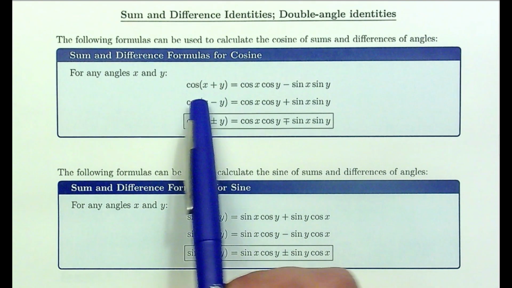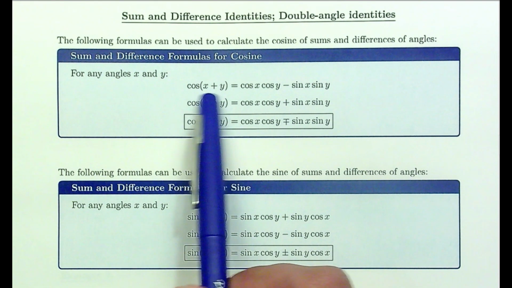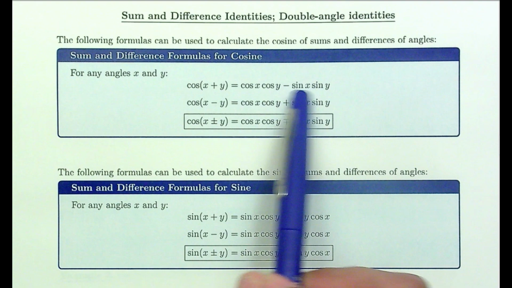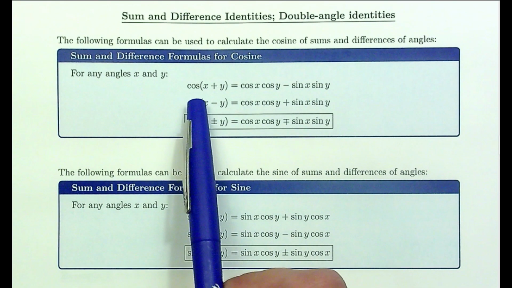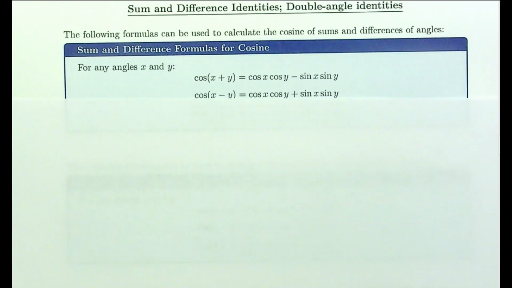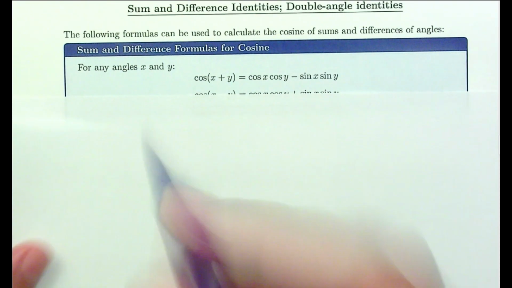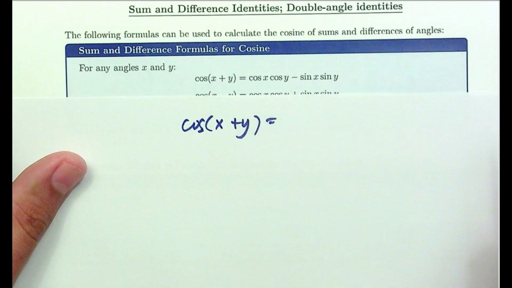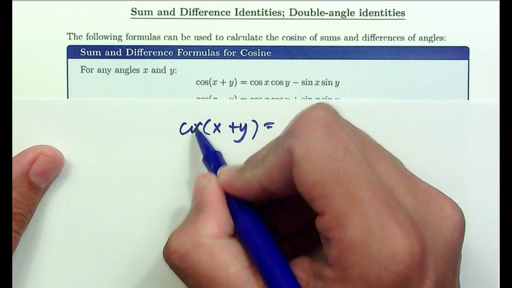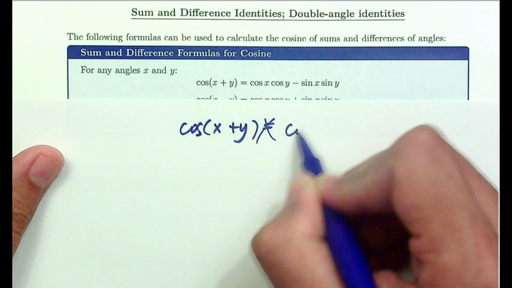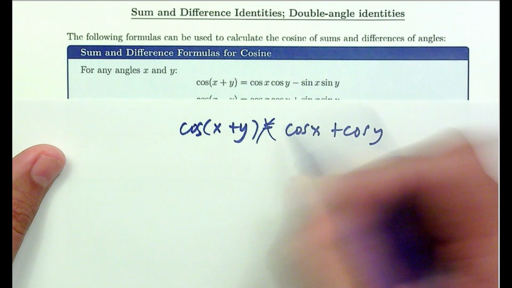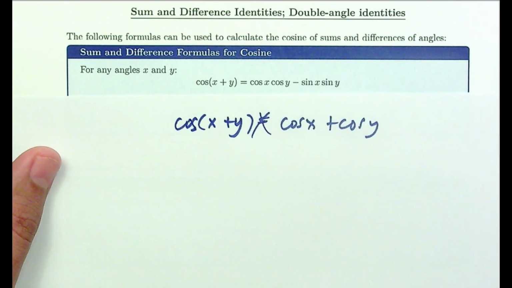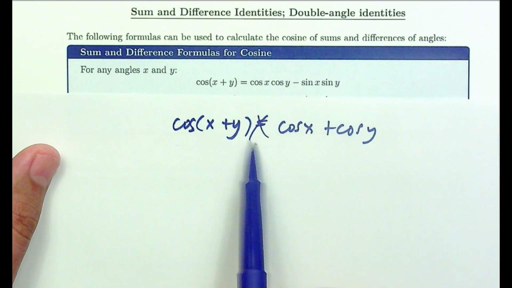Okay, so here's the first one. It says cosine of x plus y equals cosine of x, cosine of y minus sine of x, sine of y. So you see, it allows you to expand a cosine if you have a sum. So what this formula is telling you is that, first of all, if you have a sum inside a cosine, it is not true that this is cosine of x plus cosine of y. You cannot do that, right? That is false.